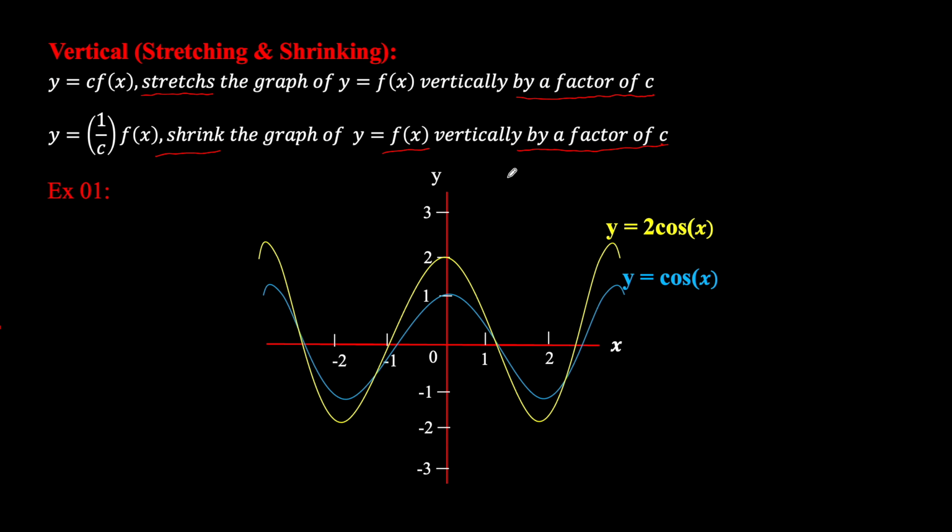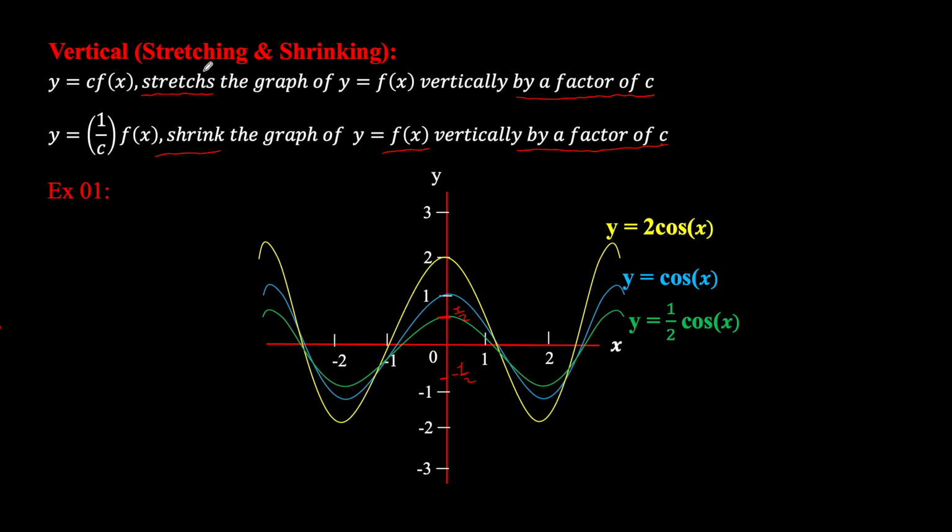Okay, so let's do it. We multiply 1 over 2 by cosine of x. So 1 over 2 multiplied by cosine of x, you see, this green one moves between half and -half. You see, this is the half of 1. So this is 1 over 2, and here it will be -1 over 2. Okay, so this is the idea of shrinking and stretching.